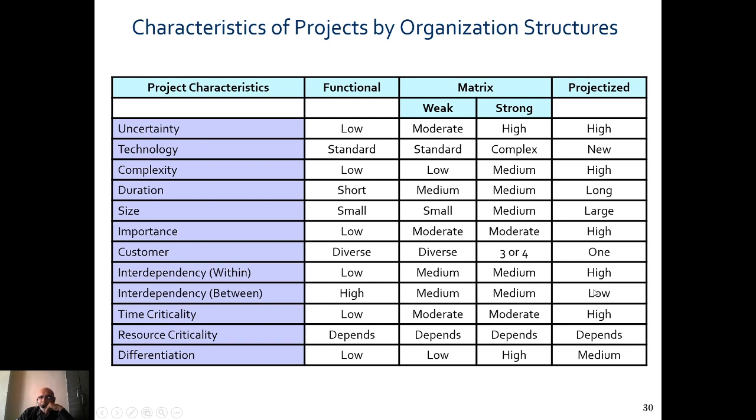Interdependencies are low here, and here interdependencies are high. Within high, isn't it, to be honest with your work. The target customer is the one, the 3 or 4, in the case of a strong matrix. Importance is very high, isn't it? Size is large, a large kind of environment. So this is the way to look at the table.